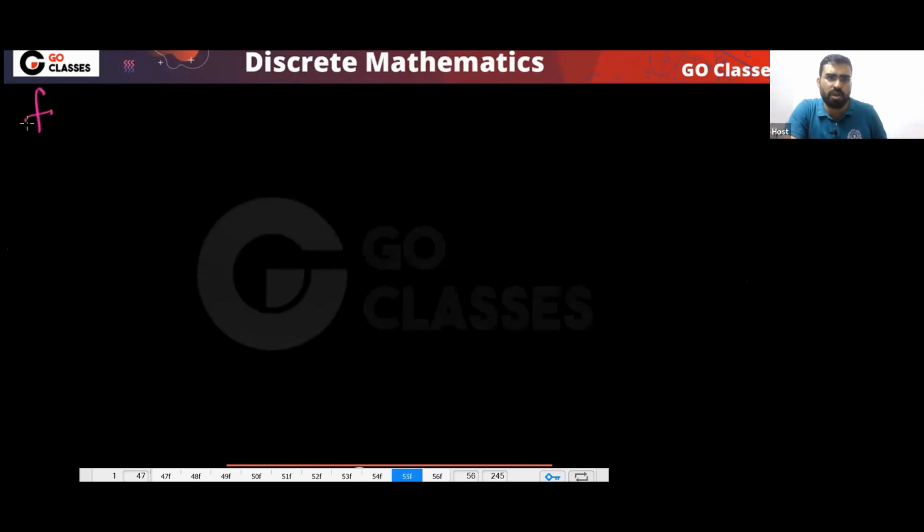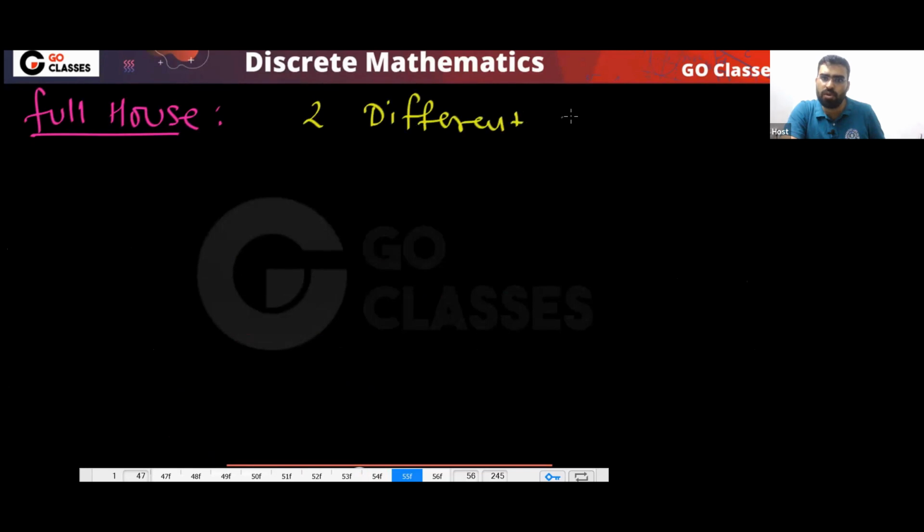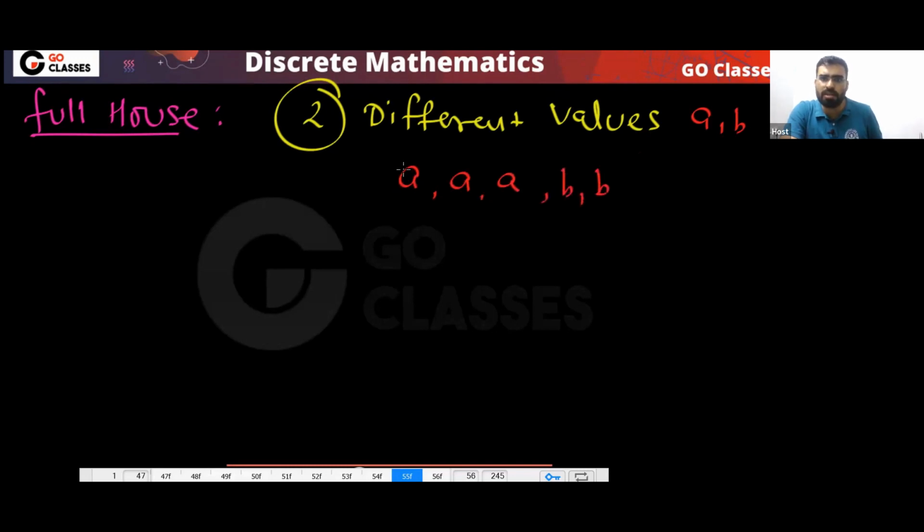In a full house, which is a special type of poker hand, you must have exactly 2 different values, A and B. For A you must have 3 cards, and for B you must have 2 cards. This is called a full house. Is this clear to everyone?